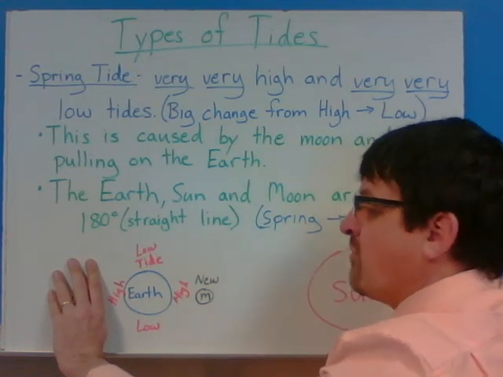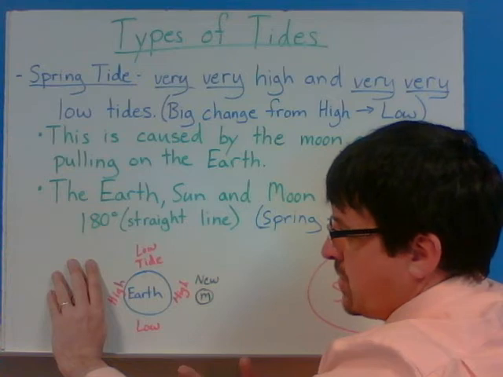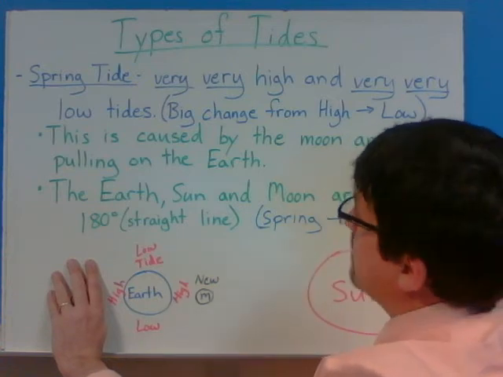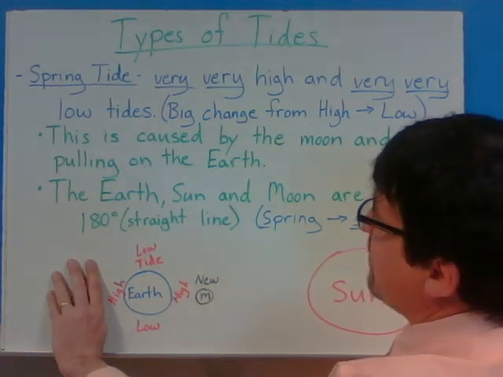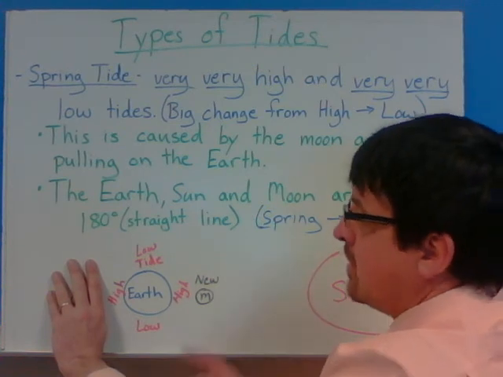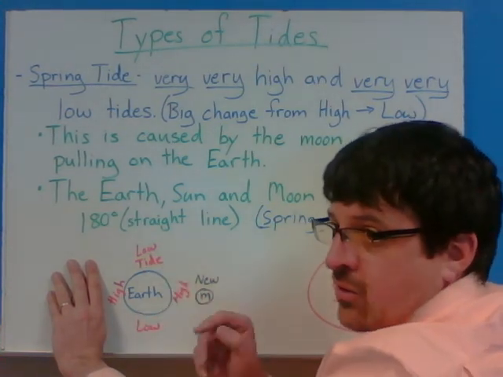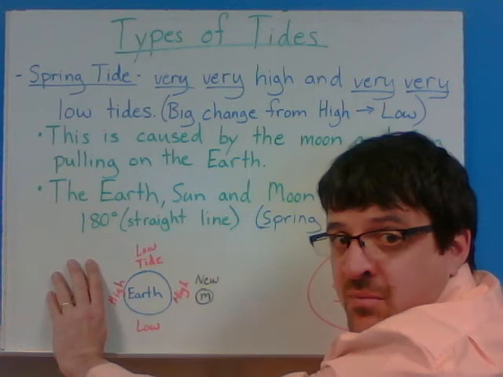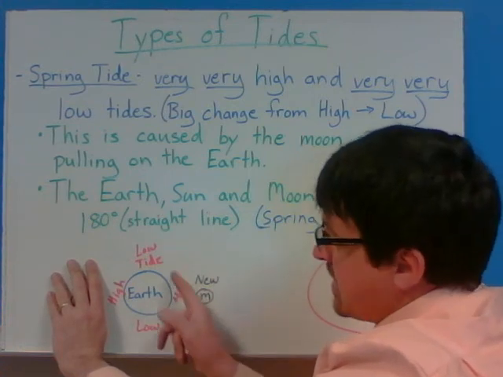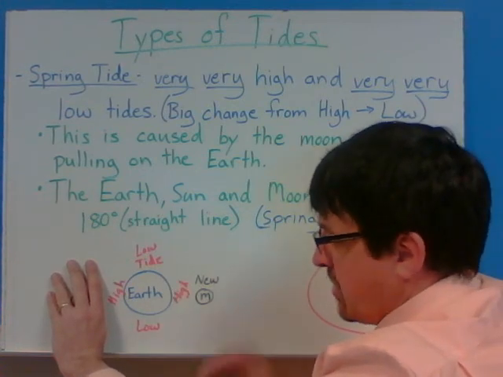So, if you ever were asked a question, what's the time between high tide and low tide? Well, if it's 12 hours and 25 minutes between high tides, well, that would be about 6 hours and 12 or 13 minutes from high tide to low tide, okay, just so that you understand that.